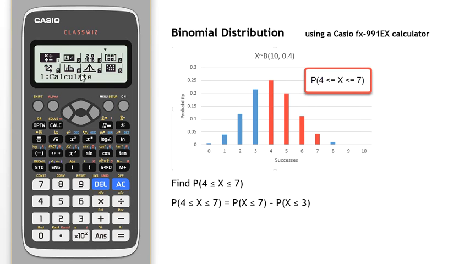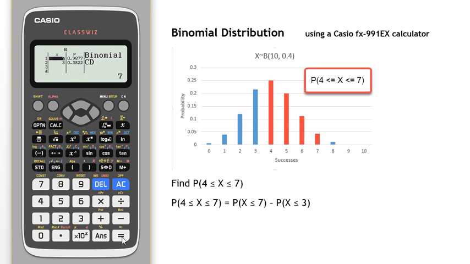So we come back to the distributions, number 7, and down to find the cumulative distribution, which is number 1. But this time I'm going to use a list, which allows me to find more than one probability at a time. So I want up to and including 7, so I'll find the probability up to 7. And I want up to and including 3. Now I go and put in the sample size, which is 10, probability of success 0.4.